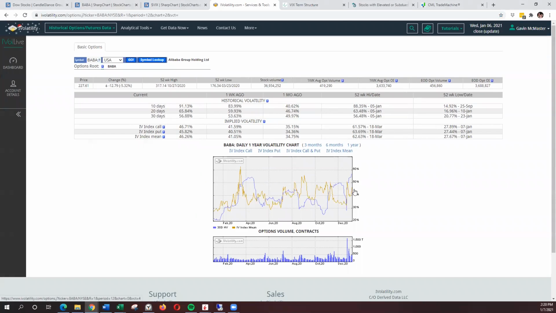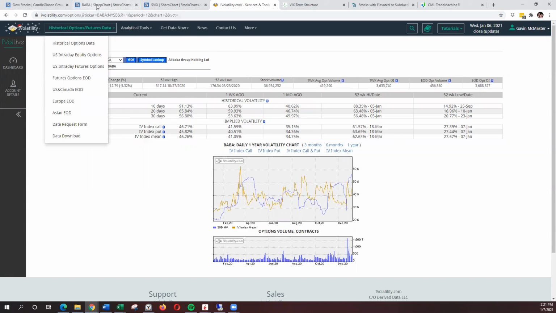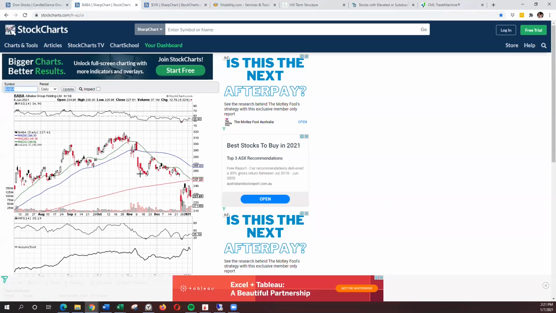And you can confirm there that on that yellow line, it's up at the top end of the range, up around 46%, pretty much as high as we've seen. We have got over 50 a couple of times, but really, really high IV for Alibaba compared to the last 12 months.